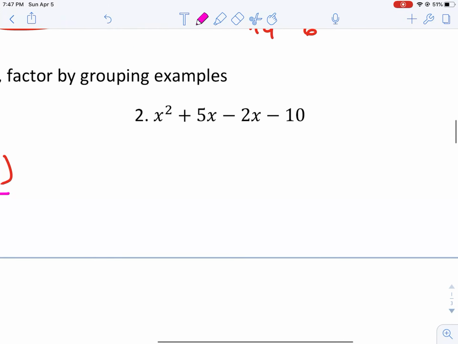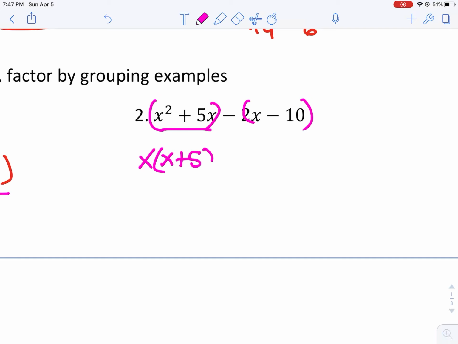Over here, I'm going to do the same thing. I'm going to factor these two, and I'm going to factor these two. Over in the front, I can take an x out. That leaves x plus 5. Now, in the last two, I'm going to take out a 2, but I'm going to take out a -2. So if I take out a -2 from that -2x, it leaves just x. If I take a -2 out of the -10, it leaves a +5.